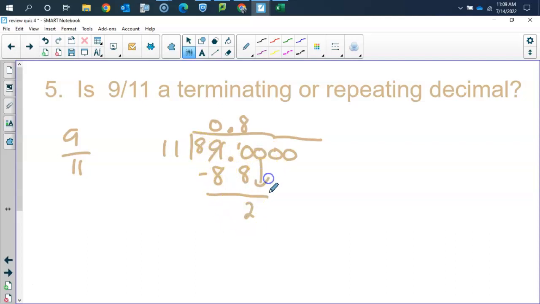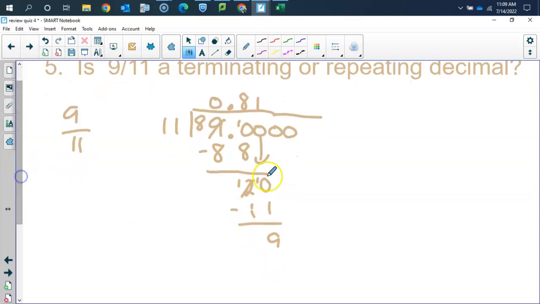Now, bring down another 0. How many times does 11 divide into 20? 1 times. 1 times 11 is 11. And again, 20 minus 11 is 9. But if you don't know that, borrow. 10 minus 1 is 9. 1 minus 1 is nothing. Now, I need to bring down another 0. How many times does 11 go into 90? Well, it goes in 8 times. 8 times 11 is 88.